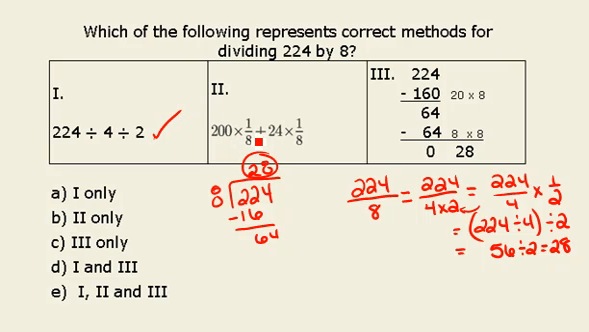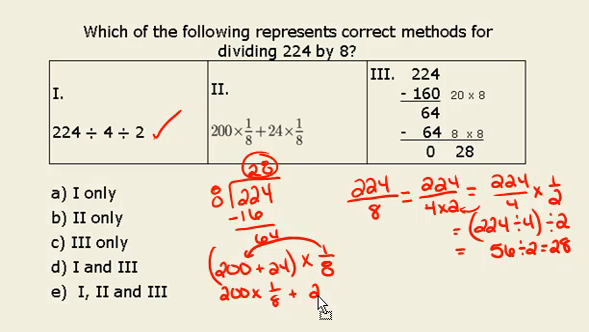If we look at number 2, it looks like the student first broke apart 224 as 200 plus 24. And instead of dividing by 8, they multiplied by the reciprocal, or multiplied by 1/8. Then they used the distributive property to say this is the same as 200 times 1/8 plus 24 times 1/8.